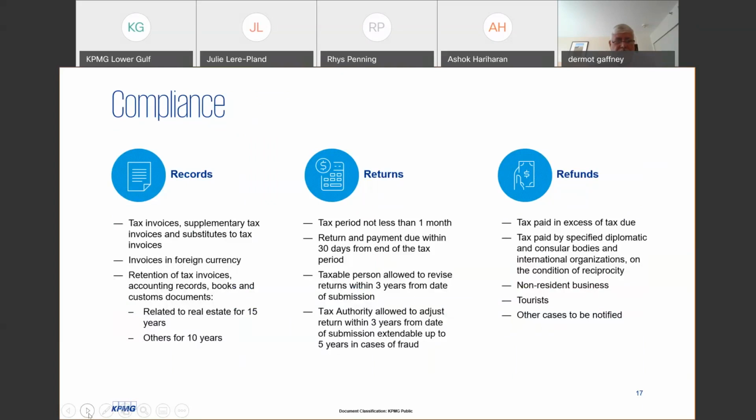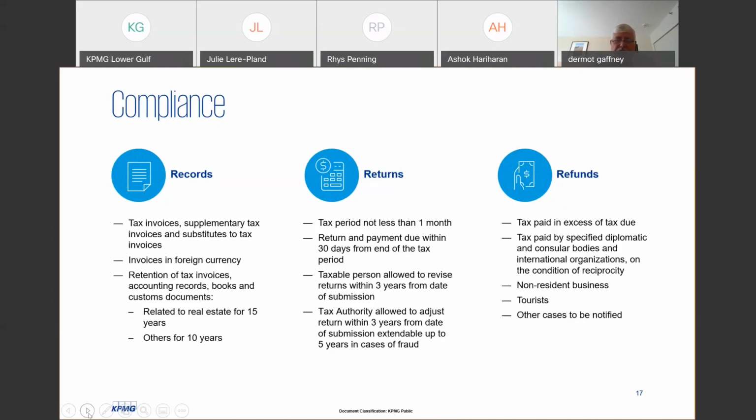Compliance: obviously, there are specific rules about retention of records. The general rule is 10 years, but in relation to real estate, it's 15 years. The returns at the commencement of the VAT regime are going to be quarterly, and there are fixed calendar quarters. The first return, as I said, will be for the quarter ended 30th of June, so it's slightly less than a quarter because of the 16 April start, and that return is due within 1 month of the quarter end. So the first return is due in 122 days from today, on the 30th of July.